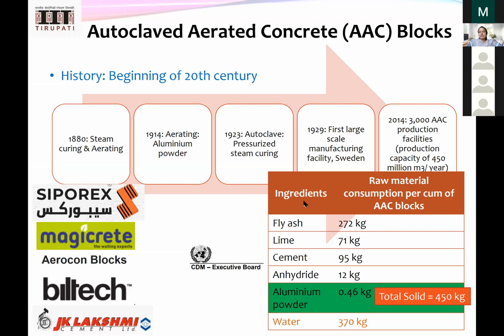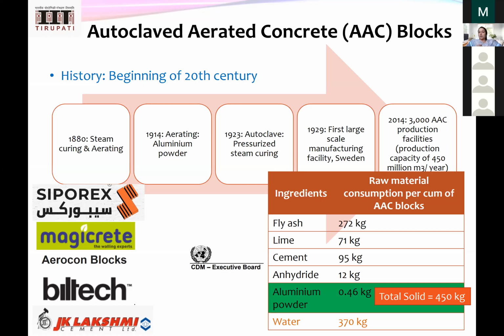But this is just a generic view of the combination of ingredients I'm using, okay? The CDM Executive Board has been given some guidelines on how the ingredients should be, but this need not be the fixed number every company is using. There will be completely different ratios they will be using. But just to give you an idea, what are the ingredients when we talk about AAC blocks?